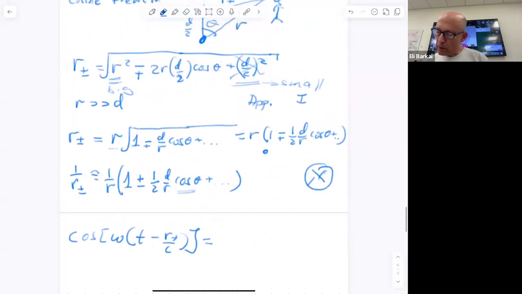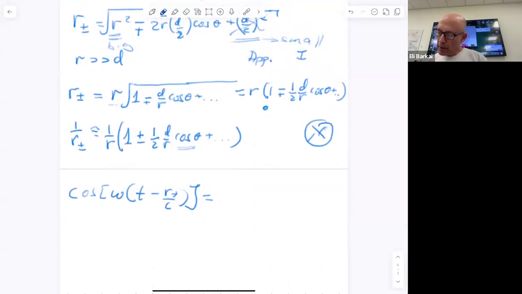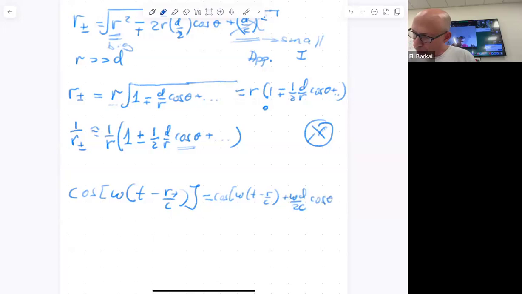correction. You see here I have a minus, and then I have another minus. Then this is going to be cosine of omega t minus r over c. This is very obvious what I'm saying here. I'm just saying the leading order inside this cosine is simply r plus is r. Again, because we are far away, r plus is r. But then there is a correction, and the correction is omega d over 2c cosine theta, all this inside.